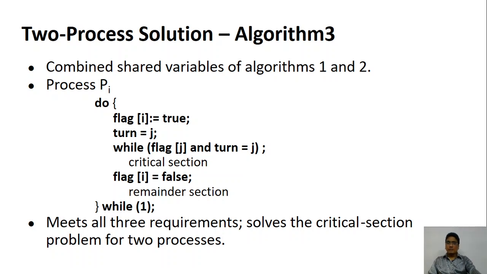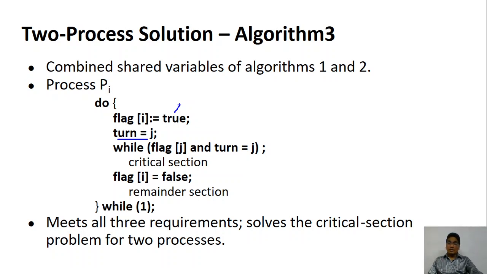So it says it is not my turn, it is j's turn. Even though I am interested, it is j's turn. I am interested, but let me allow j to continue. But the question is, is j interested? If j is interested, well and good. If j is not interested, j will say, even though it is my turn, I am not interested. You go do whatever you want in the critical section.